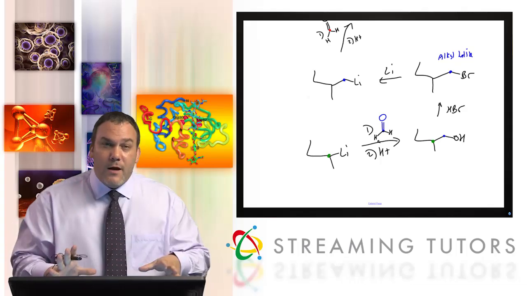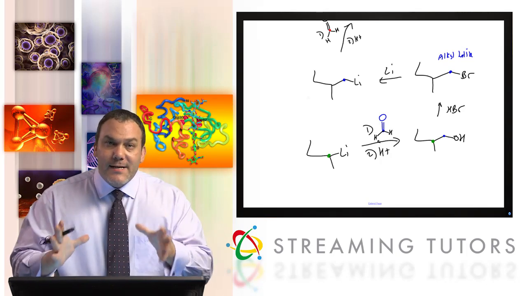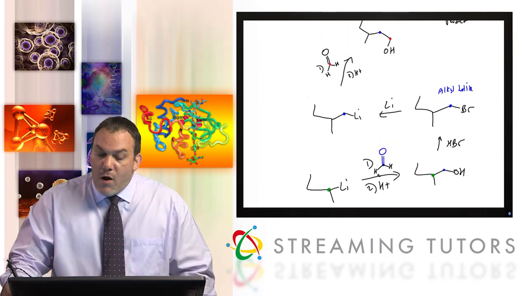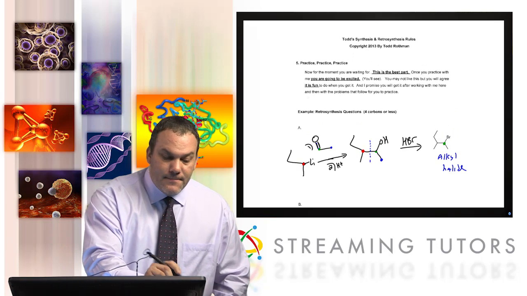And now we're done. We're back to 4 carbons or less for everybody. That is it. This is how it works. I hope you're getting it, okay? So that's basically A, and that's B. Let's do another one. Let's do C.